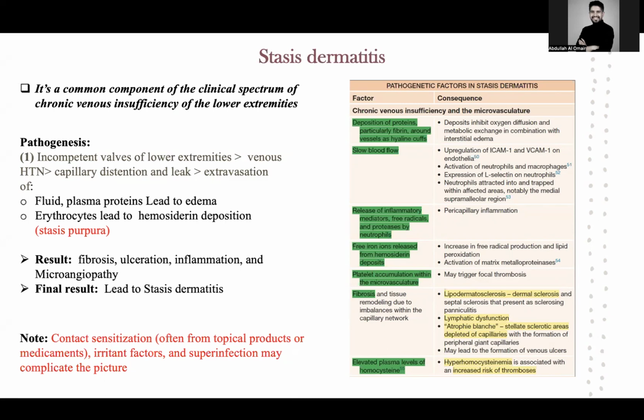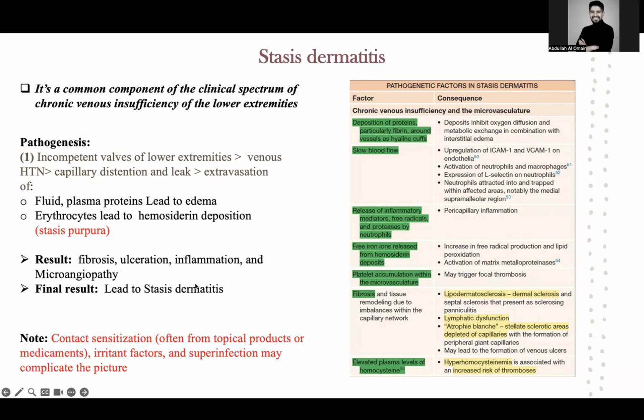This will lead to leakage of a lot of things, mainly protein, fibrin, fluid, and hemosiderin, and they will present in the first initial sign as a stasis purpura, which is the first part of stasis dermatitis. Then the patient will have a chronic inflammatory dermatitis, mainly eczematous dermatitis, that will lead to stasis dermatitis. At the end result, we have chronic fibrosis, which is in two parts: acute lipodermatosclerosis and chronic lipodermatosclerosis, which is part of panniculitis.